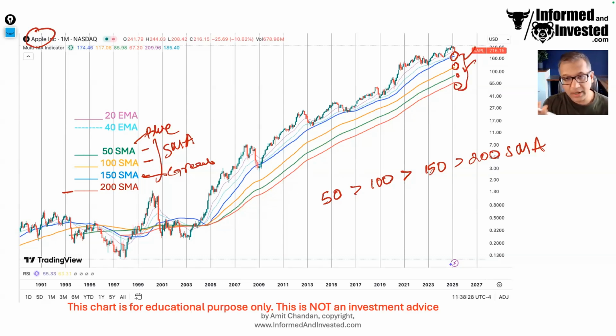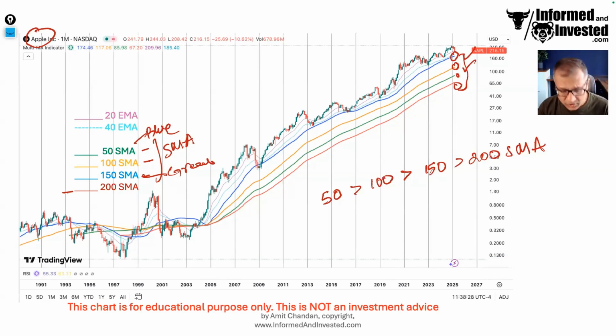I was trying to do a dotted line in TradingView, but TradingView doesn't allow me to do dotted lines. So I just did it very thin. There are 2 of them: one is a 20 exponential and a 40 exponential moving average. And they're also trending up. That means this stock is also on an uptrend.